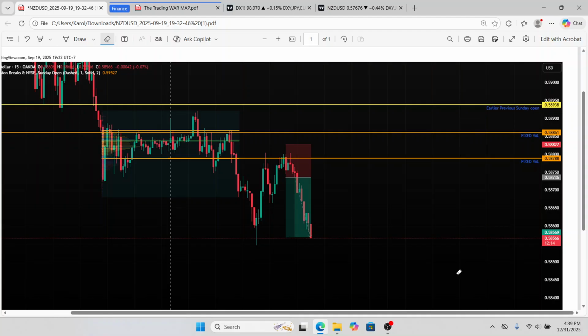I just wanted to show you a trade that I took a couple of months ago. This was New Zealand dollar, US dollar. It was a short, and I will explain after why I took this trade.